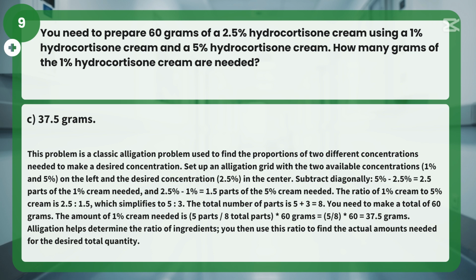The total number of parts is 5 plus 3, which is equal to 8. You need to make a total of 60 grams. The amount of 1% cream needed is 5 parts / 8 total parts * 60 grams, which equals 5/8 * 60, which is equal to 37.5 grams. Alligation helps determine the ratio of ingredients. You then use this ratio to find the actual amounts needed for the desired total quantity.